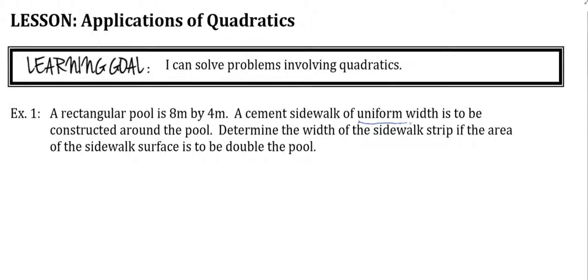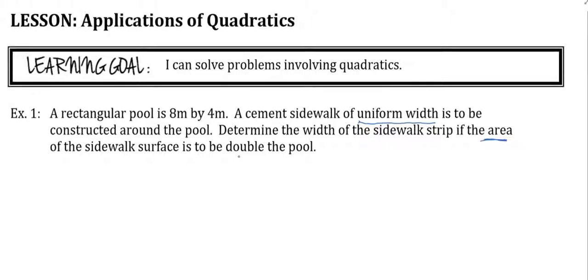Right away when it says that, I'm like, oh, I know what kind of question this is. It's one of these border questions. It is to be constructed around the pool. Determine the width of the sidewalk strip if the area of the sidewalk surface is to double the pool.